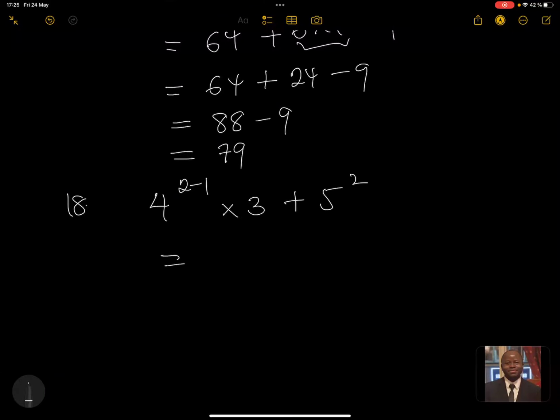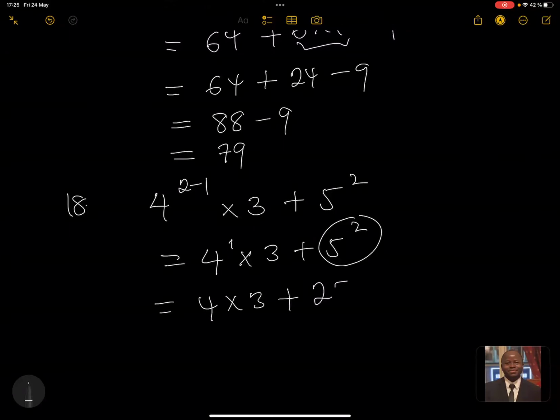Okay? So here, you deal with exponent first, no matter what. And in that case, you have 4 to the power 2 minus 1. What is 2 minus 1? It is 1. So that is 4 to the power 1, which is just 4. If you like, you write 4, or if you like, you write 4 to the power 1. Then multiply by 3 plus 5 squared. Again, this is another exponent. So we have 4 times 3 plus 25.